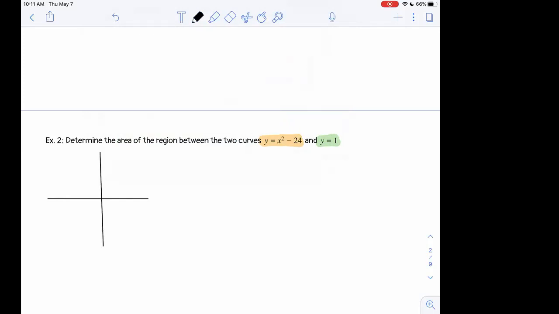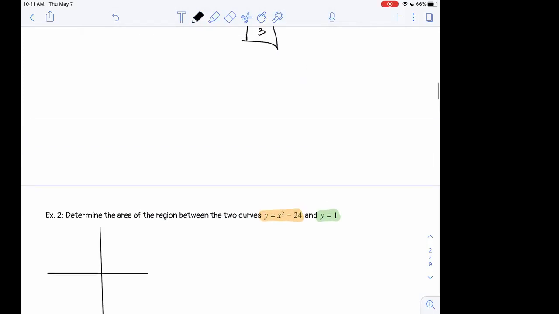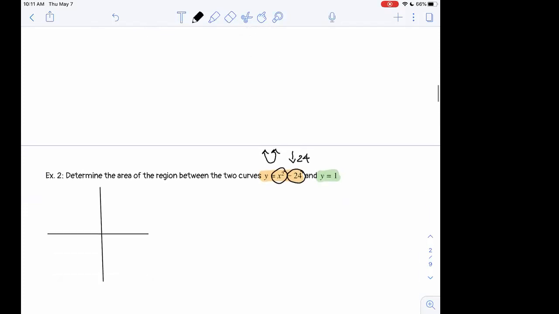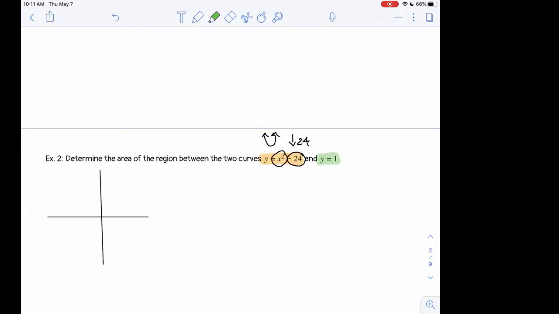The parabola, and it's down 24 units on the y-axis. Yeah, exactly. So this tells us that it's a parabola. And this minus 24 says I move that parabola down 24 units. Okay. So let's take the orange and let's go ahead and sketch a picture.